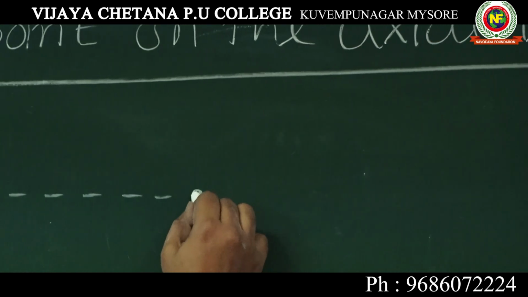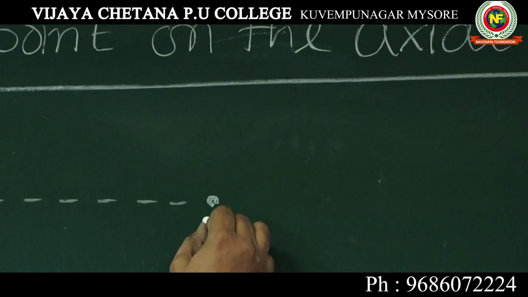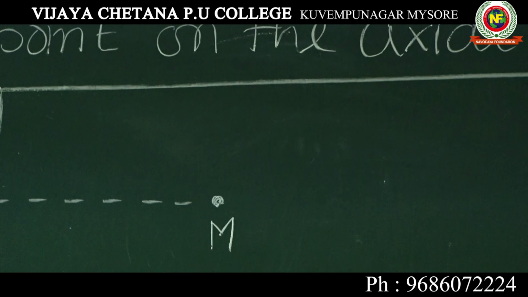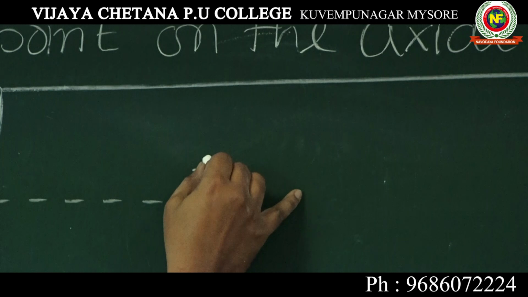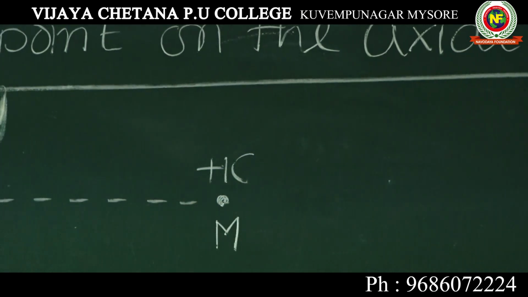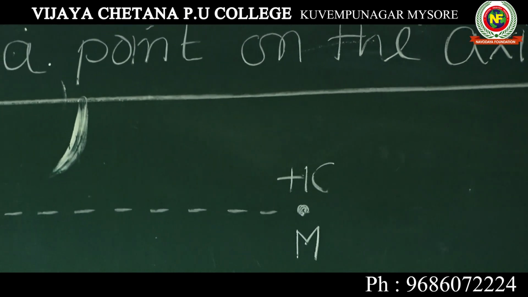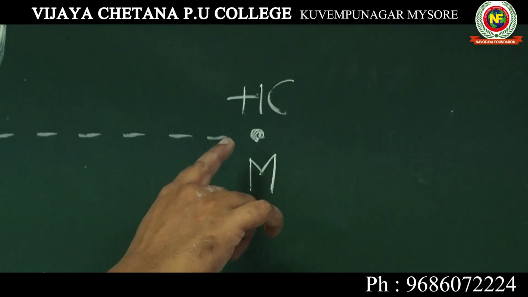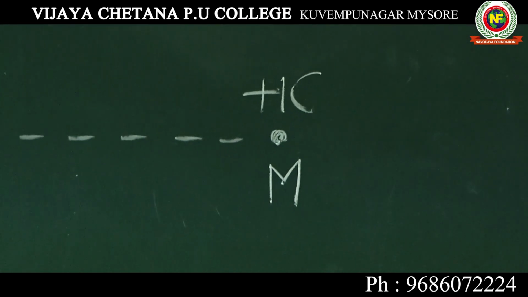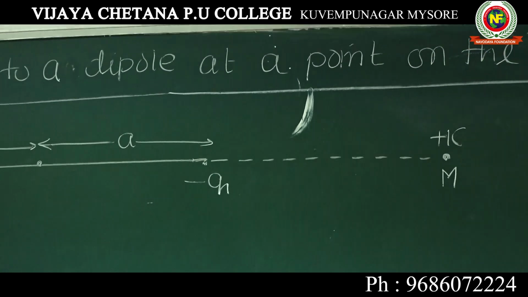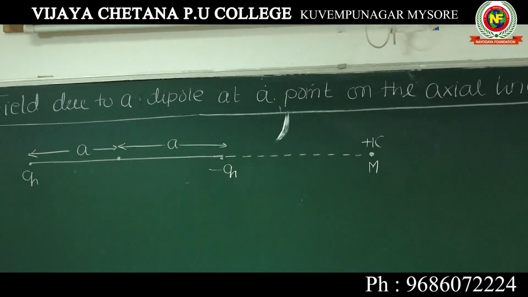Somewhere here, I want to find out the field. Let me mark that point as M. At this point, I want to measure the field due to a dipole. So at that point, wherever I want to measure the field, I should keep a +1 coulomb charge. Isn't it? It is our usual practice. Whenever we want to measure the electric intensity, we keep a +1 coulomb charge there. But now, this +1 coulomb is under the influence of two charges. Isn't it? q and minus q are influencing simultaneously the charge placed at M.